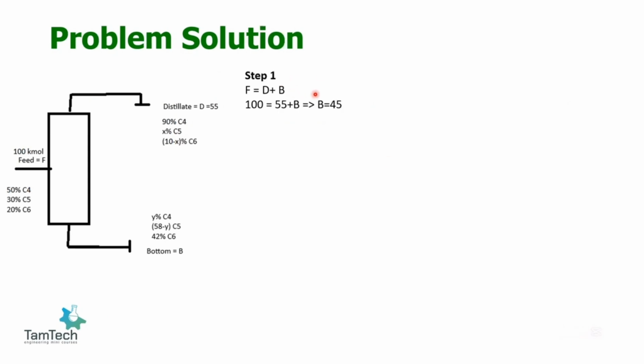So step 1 is to write the general mass equation. The general mass equation is feed equals distillate plus bottom product, as you see from the diagram also. We know that our feed is 100, our distillate is 55% of feed, which is 55, plus B, which is the bottom. So we found here that bottom is equal to 45.